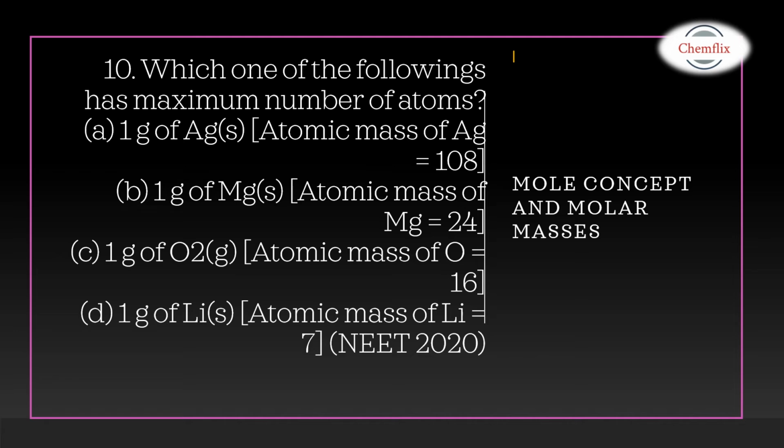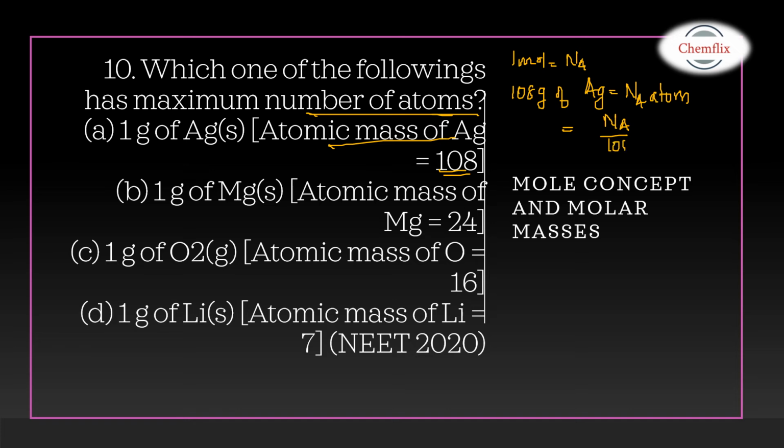You know that 1 mole of substance contains Avogadro number of atoms. So 108 gram of Ag is equal to Avogadro number of atoms, as the atomic mass of Ag is 108. So 108 divided by 108, that is 1 mole itself, Na atoms. We have to find out the number of atoms, which has the maximum number of atoms. So Na divided by 108, which is equal to, what you will get?